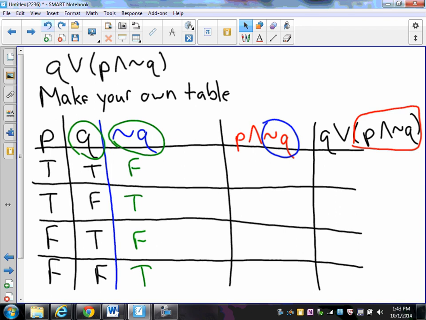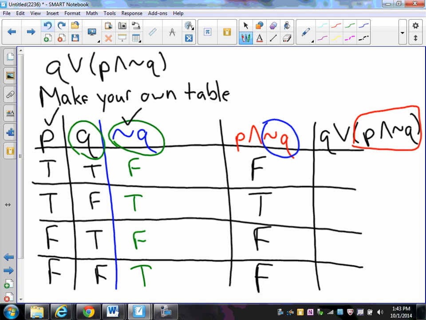I'm going to be using this column and this column, the first and the third. So I have true and false, which is false. Remember, with and, both need to be true. True and true, which is true. False and false, which is false. And false and true, which is false. So the last one, I'm going to put red check marks above it.